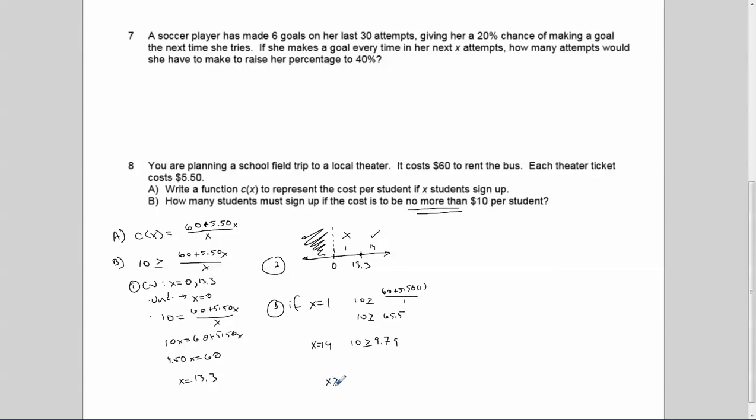So we know that x has to be greater than or equal to 13.3. But students do not come in thirds. You have to have a whole student, so the students that must sign up is 14. So 14 students must sign up.